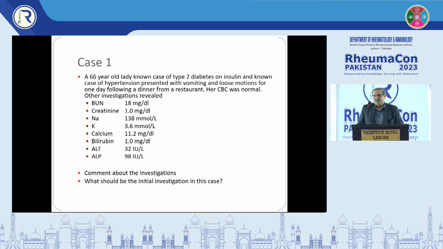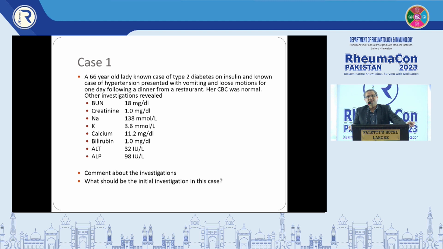A 66 years old lady, known case of type 2 diabetes on insulin and known case of hypertension, presented with vomiting and loose motions for 1 day following a dinner from a restaurant. Her CBC was normal. Other investigations revealed her BUN was 18 mg per deciliter with creatinine 1 mg per deciliter. Sodium and potassium were okay. Calcium is 11.2 mg per deciliter. Bilirubin is 1 mg per deciliter, and ALT and ALP are normal. So what are your comments and what should be the initial investigation in this case?